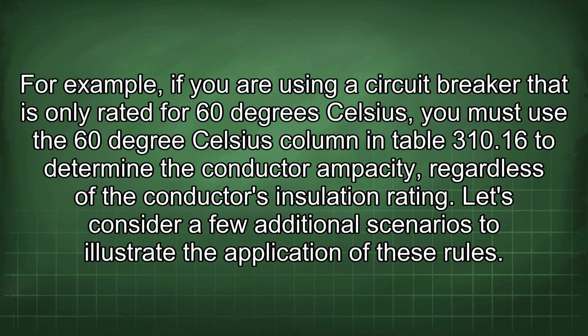For example, if you are using a circuit breaker that is only rated for 60 degrees Celsius, you must use the 60 degrees Celsius column in Table 310.16 to determine the conductor ampacity, regardless of the conductor's insulation rating. Let's consider a few additional scenarios to illustrate the application of these rules.